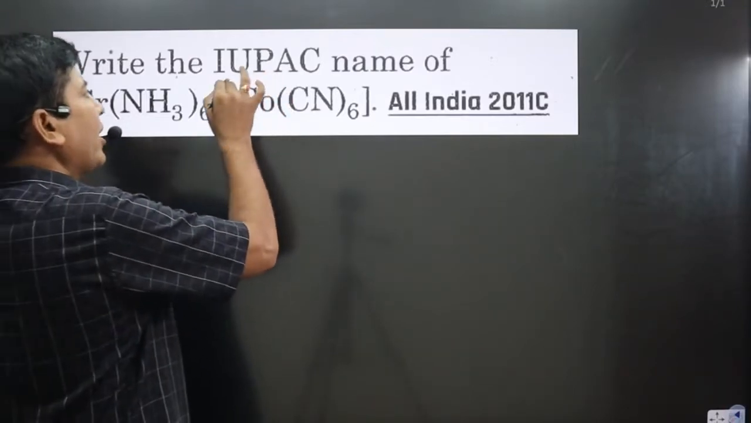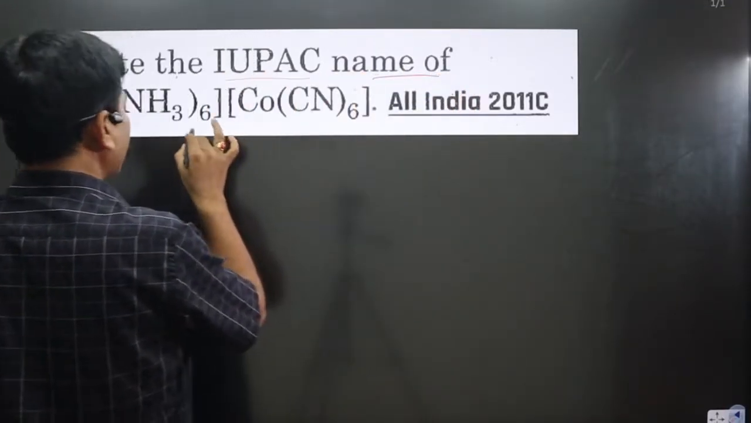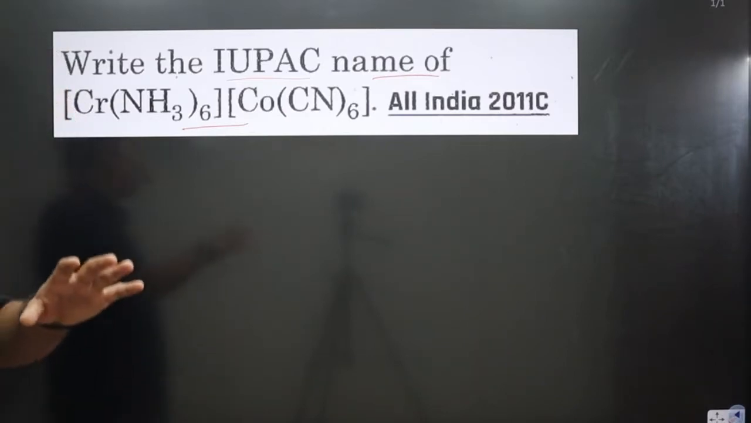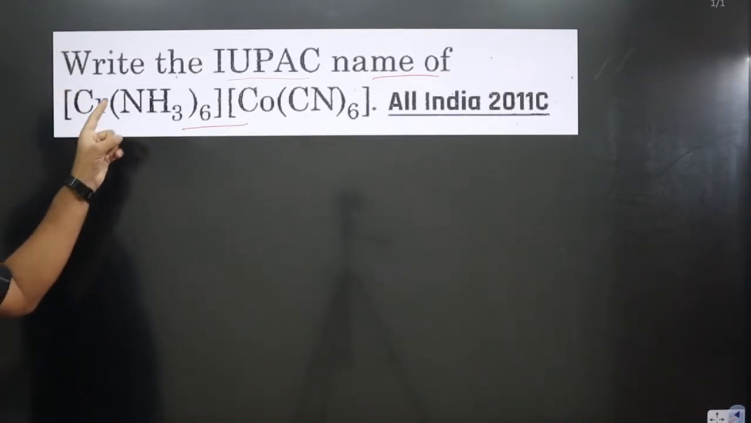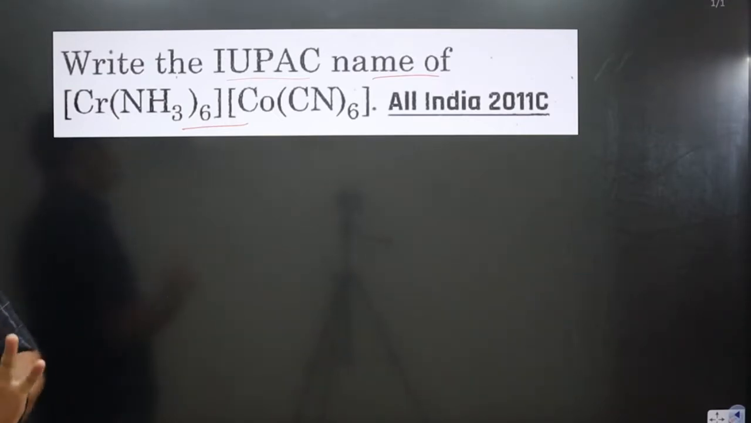The question says write the IUPAC name for the following complex. This is the complex given here, and it is a dinuclear complex because you can see in this complex two central metal atoms are present.